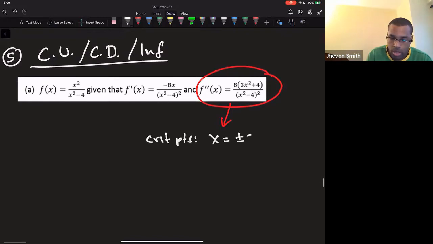So we're going to need the critical points. Here, they are x equals plus or minus 2. And we know that because the numerator is never 0, it's 3x squared plus 4. That's always at least 4, and then you multiply that by 8. So the numerator is always positive. So the only thing that creates a critical point is where the second derivative, f double prime, is undefined.